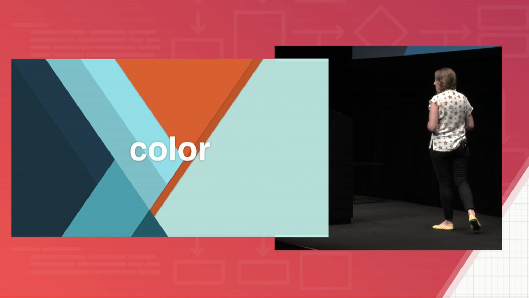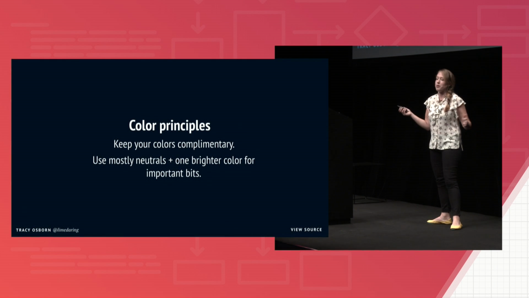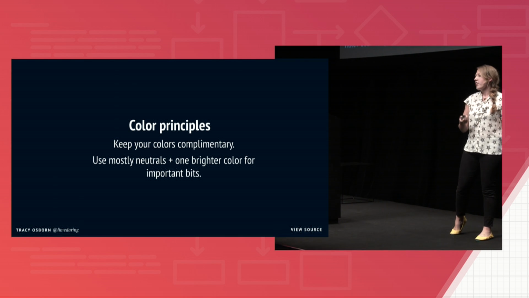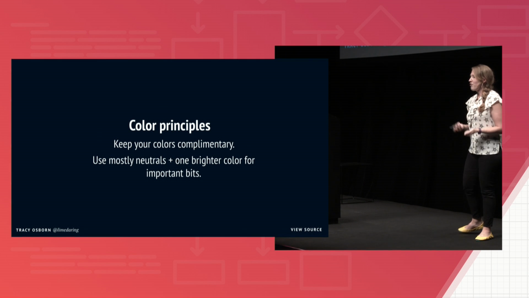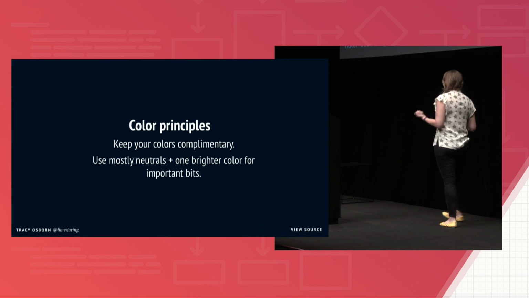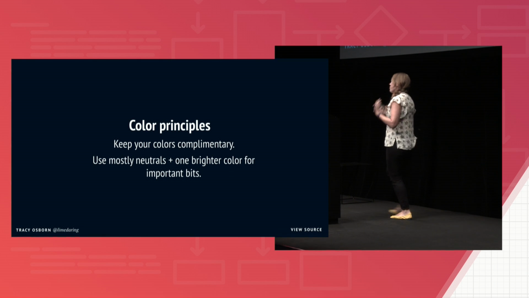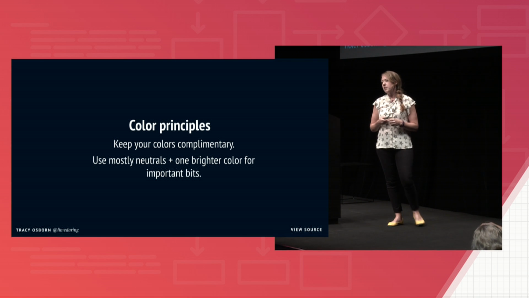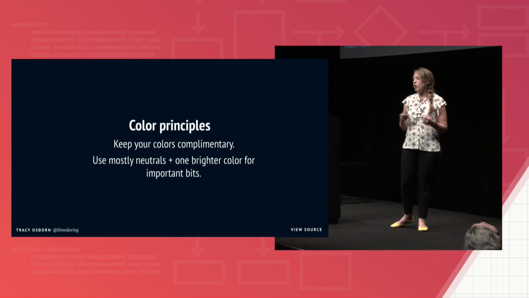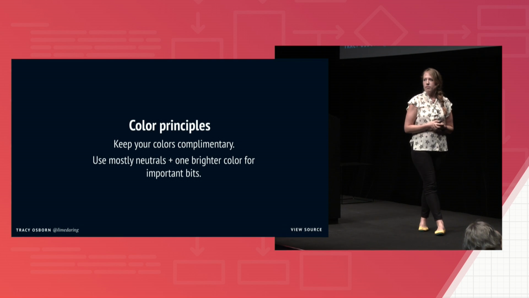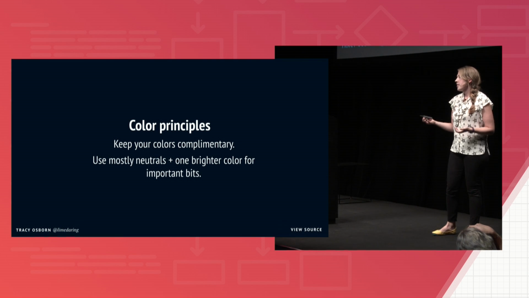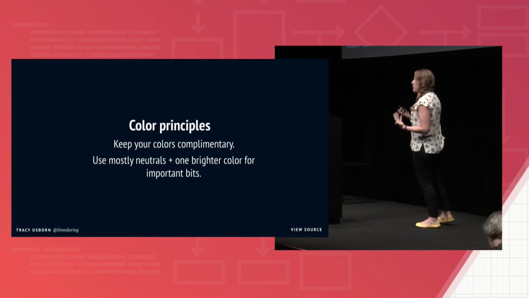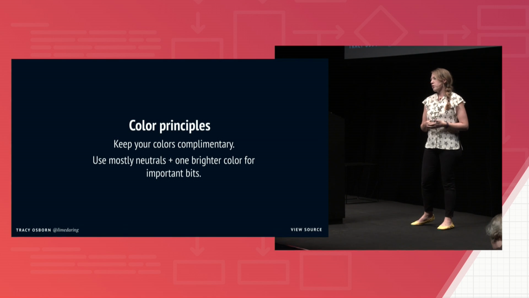Next principle is color. These are the big overarching principles, and color is a huge subject. I did a whole quarter in college on color theory, and dear God, I never want to do it again. I learned a lot, and the basic principles to remember are essentially to keep your colors complementary, and I'll get to that in a second, and use mostly neutrals and one brighter color for important things. All these principles I'm going to go over, you can always break these rules later, especially once you get more skilled, but I like to give principles in the beginning, just like little guidelines to remember for new designers.